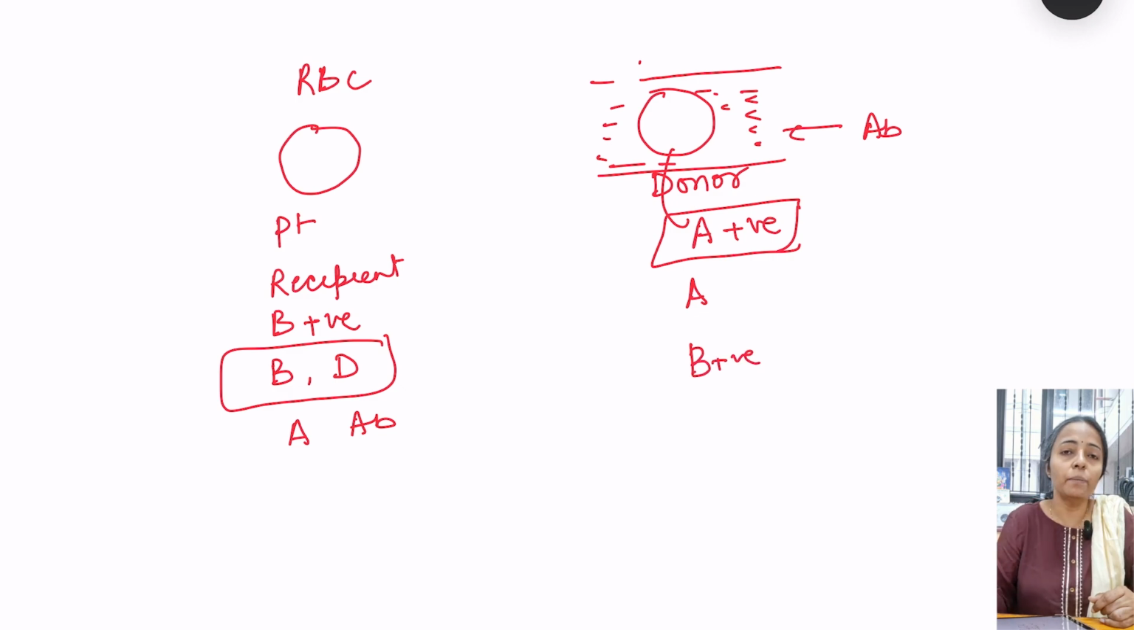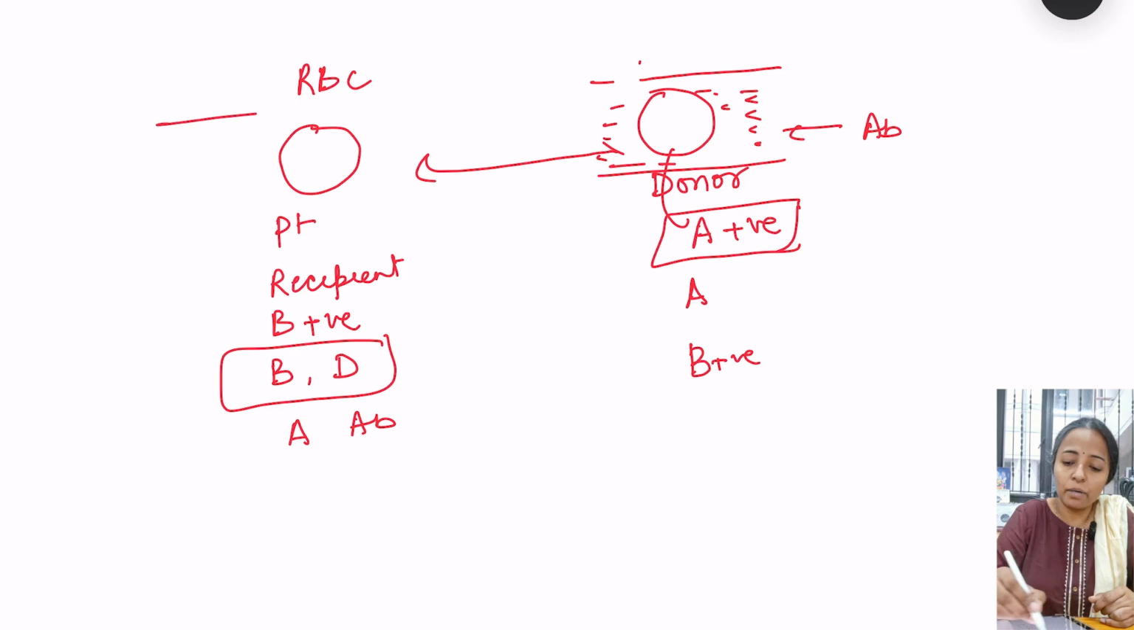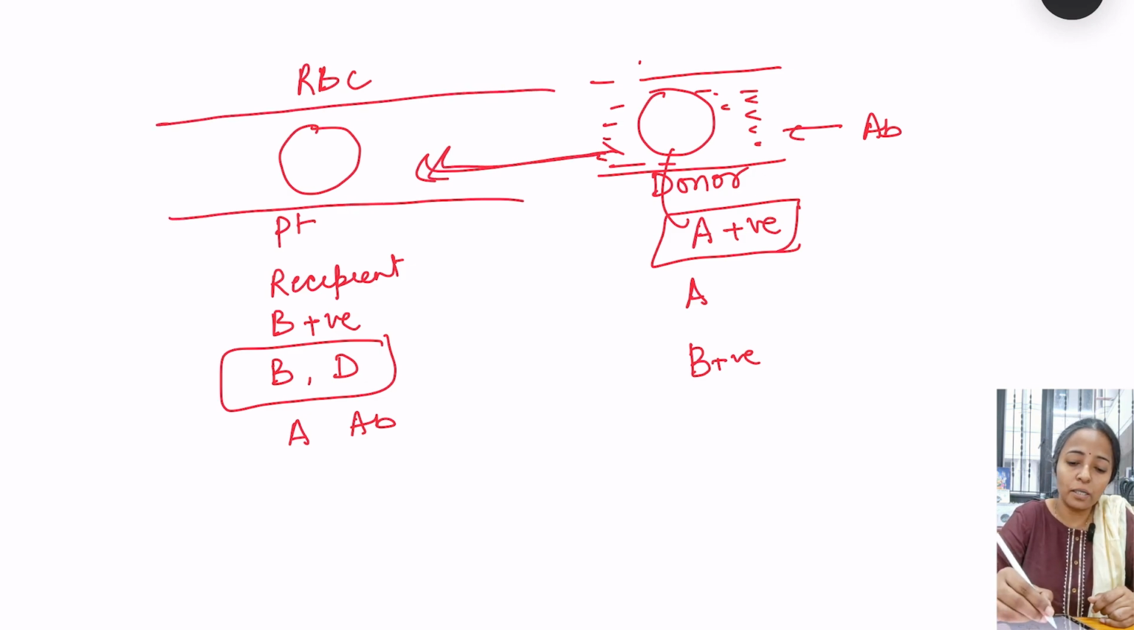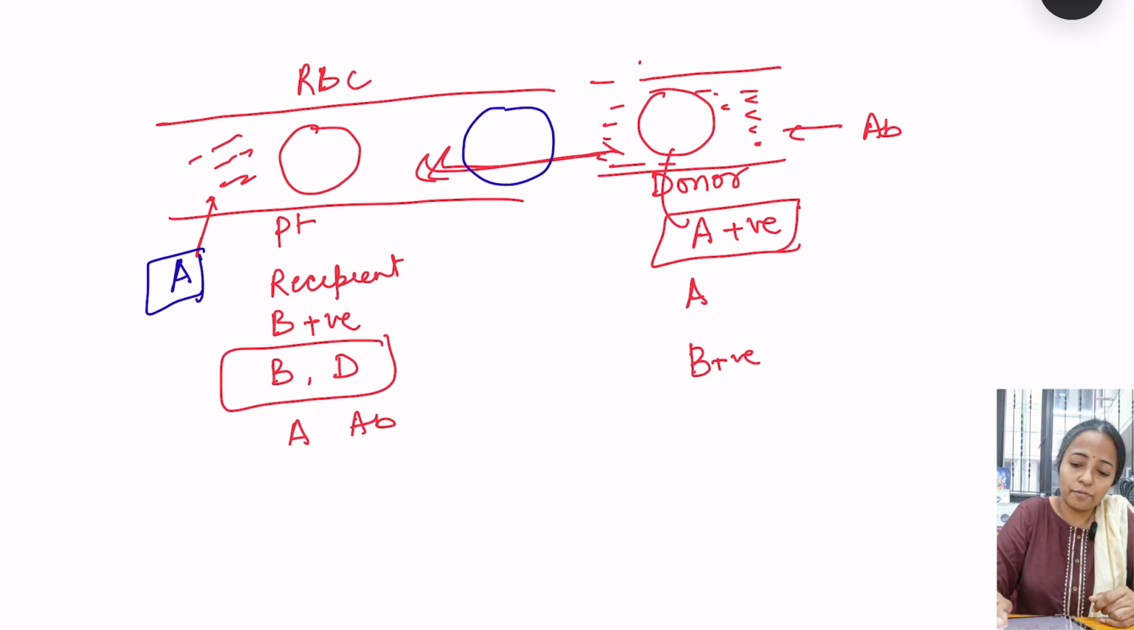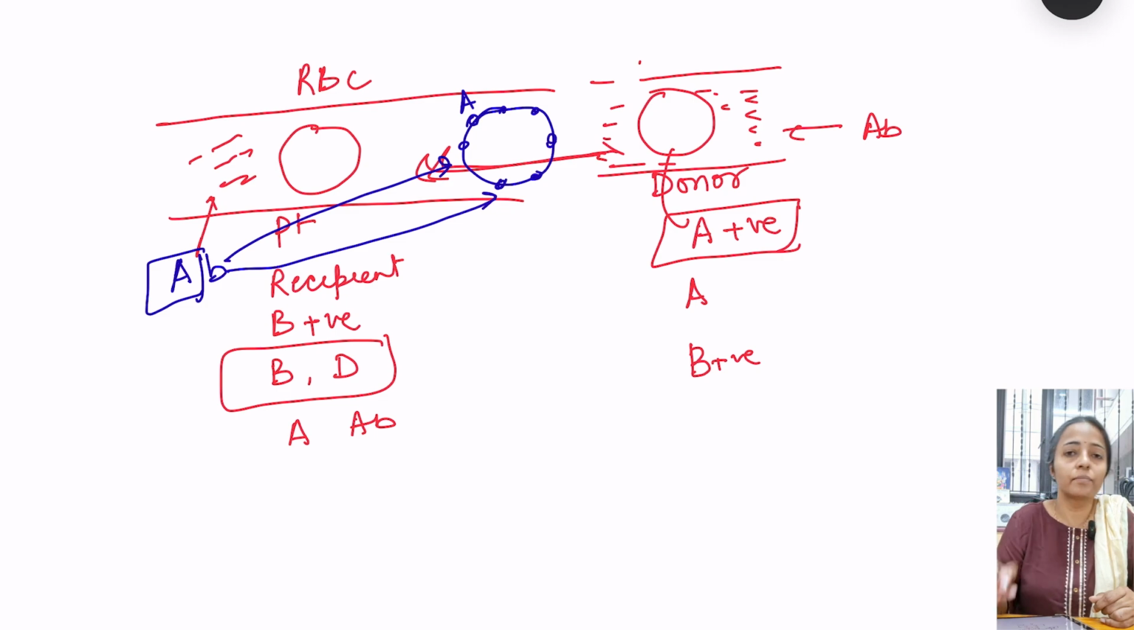What is going to happen? See, this blood is going to enter into the patient's blood. So this is the blood vessel we gave, and this is going to enter into the patient's blood. And here are the antibodies. Which antibodies are there in this? There will be A antibodies. And you have given an RBC, let us draw in a different color, which has A antigen, right? So A antigen and A antibodies, they will react. This will lead to clumping of donor RBCs.